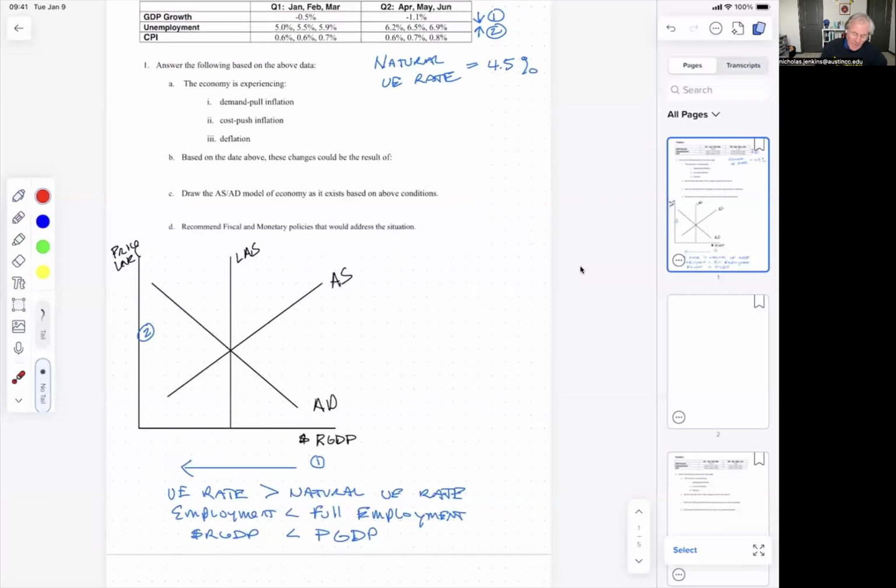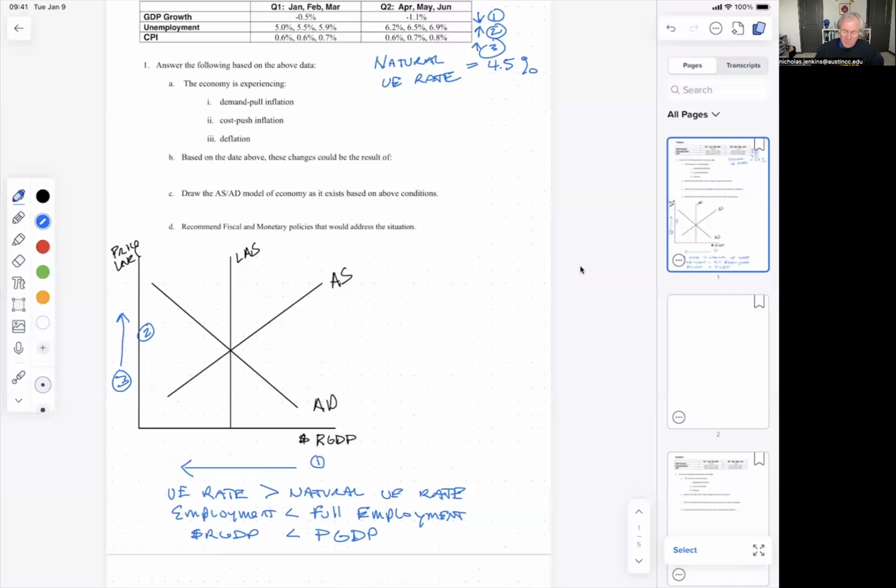Now, number three has to do with the consumer price index. It looks to me like we start at 0.6% and we end up at 0.8. So I'm going to say that the trend there is upward. And remember, we're just looking for trends. There could be ups or downs in the different periods, but generally speaking, we're going upward. So that would mean that we must be moving in this direction. Along the y-axis, price levels are increasing.